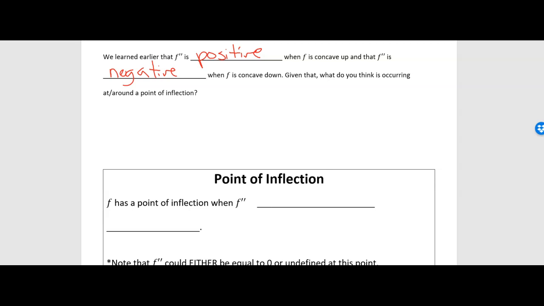So what do we think is going to be going on when we have a point of inflection? When it's neither concave up or concave down. That's what a point of inflection is. It's where the concavity is changing. Well, we have two options, right? In our first example, let me just real quick sketch these graphs rather small and quickly.